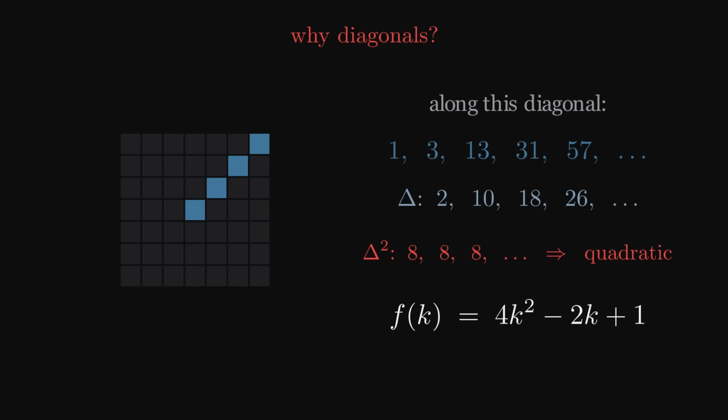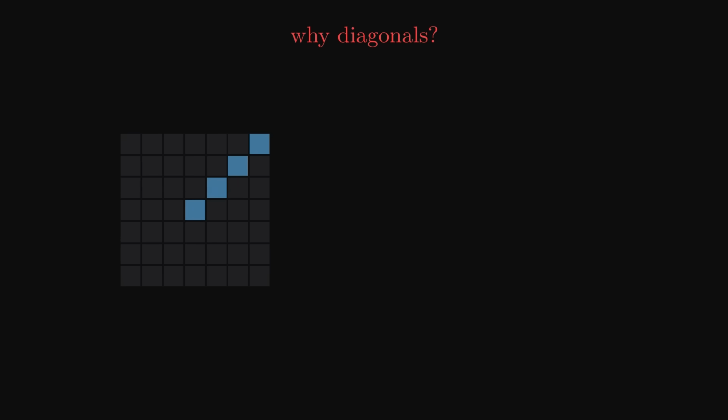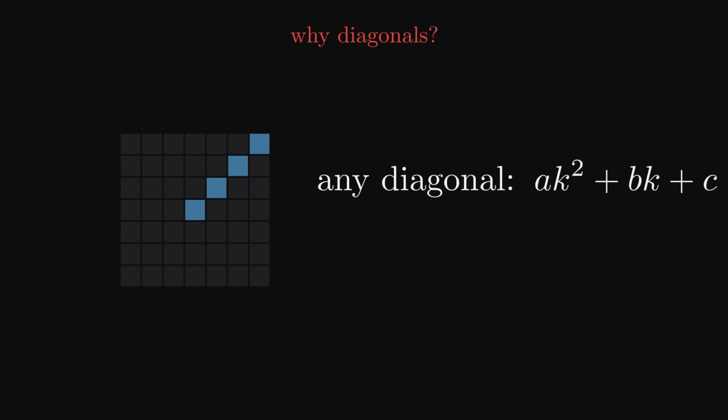To make this precise, label the cells by their position on the diagonal. The integer in cell k along a particular diagonal is given by something like 4k² + 2k plus a constant, or 4k² − 4k plus an offset. The exact form depends on which diagonal you pick and where you start, but every diagonal is of the form ak² + bk + c for some specific integers a, b, c.